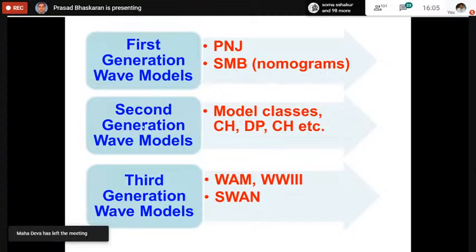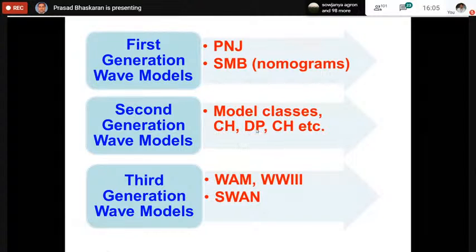Then after that, you had the second generation models. You have many classes called coupled hybrid, discrete parametric, then coupled discrete. Of course, there is a spelling mistake. It should be CD, coupled discrete, etc. There are many categories in that. And in third generation models, we have the WAM model that was developed by the Max Planck Institute in Germany.